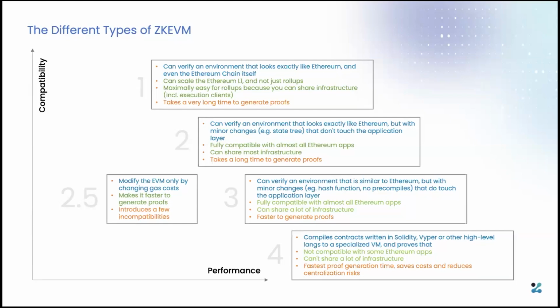Of course, the focus is to bring in a balance. Polygon ZK EVM is Type 3, which is faster to generate proofs, but at the same time has a decent compatibility with Ethereum. And now they are moving on to Type 2 in terms of compatibility. So that is the next roadmap item for Polygon ZK EVM.